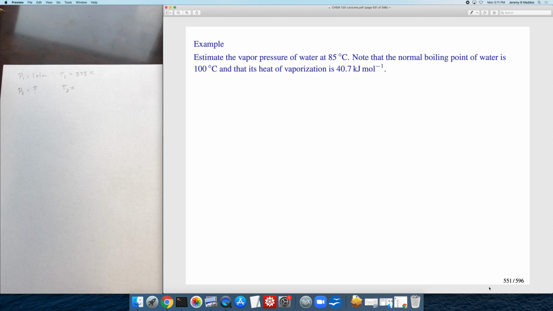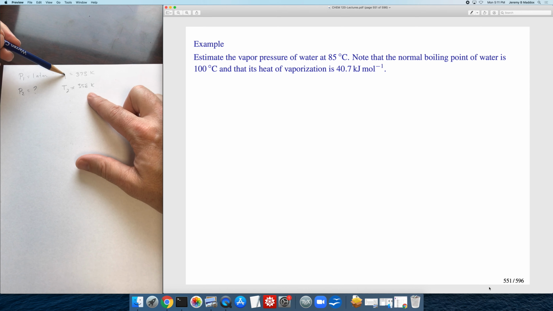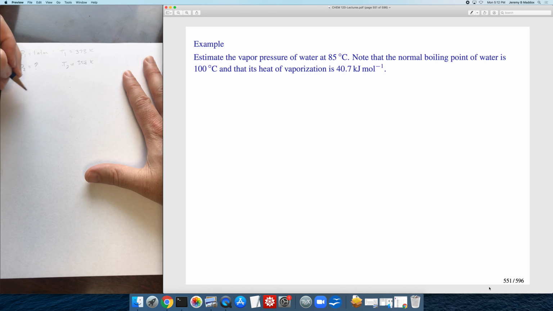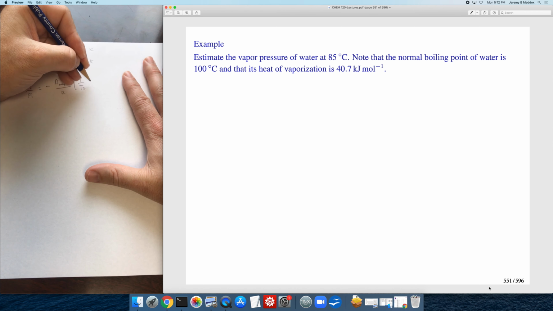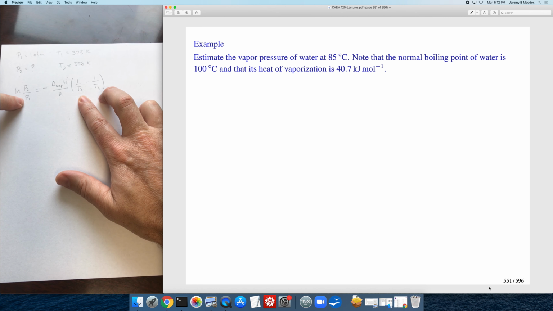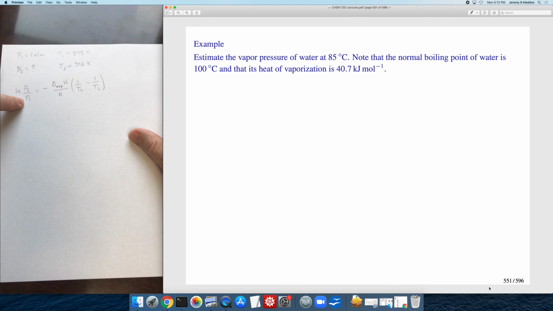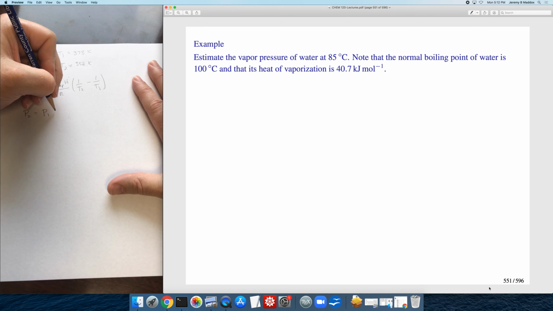85 plus 273 is 358 Kelvin. We expect that if you lower the temperature, you're going to lower the vapor pressure. Okay, and so let's calculate the value of that vapor pressure. We need to use the two-point Clausius-Clapeyron equation. We know the two temperatures, we know one pressure, and we know the enthalpy of vaporization. That's the 40.7 kilojoules per mole. So we need to exponentiate both sides and solve for P2. So after some algebra, we get this result.